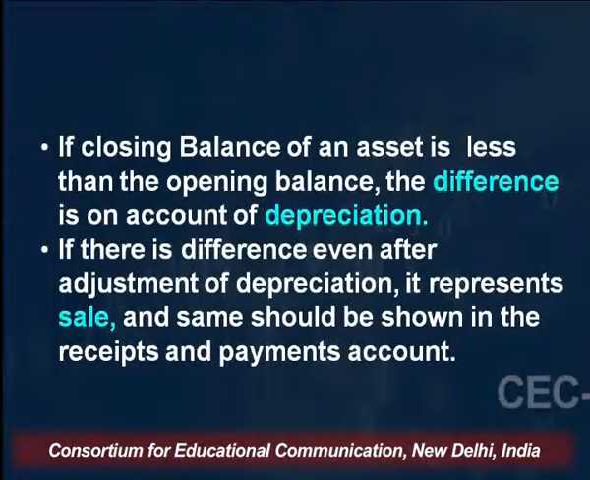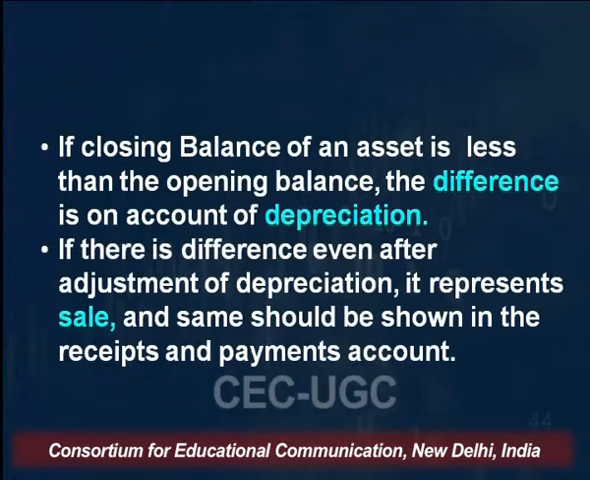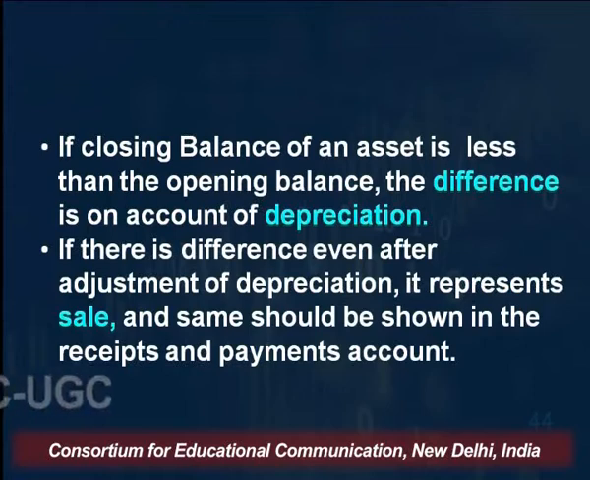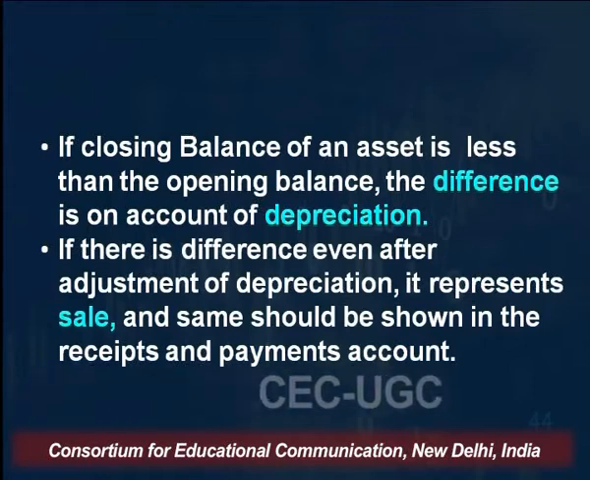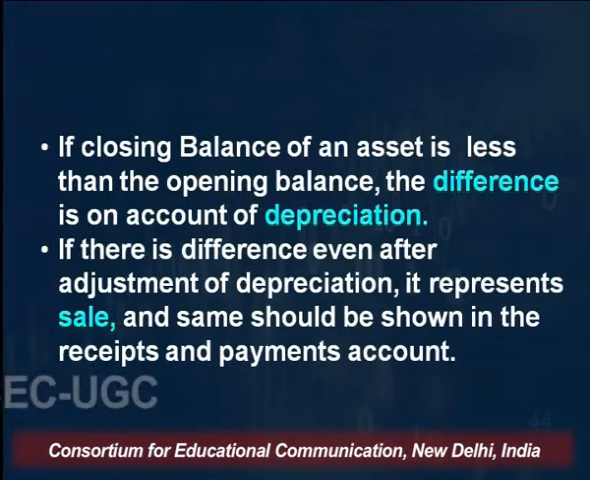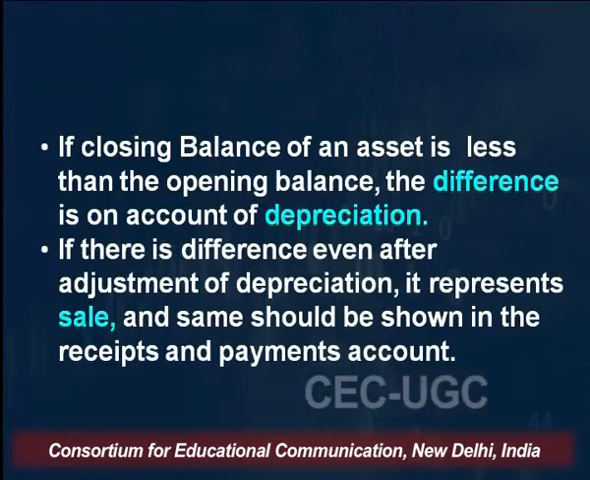The next case is if the closing balance of an asset is less than the opening balance. For example, the closing balance of an asset is rupees 1 lakh and the opening balance was rupees 1 lakh 50,000. So in the beginning, this asset was of rupees 1 lakh 50,000. At the end, this asset is of rupees 1 lakh. So there is a decline in the value of the asset. This is because of depreciation.